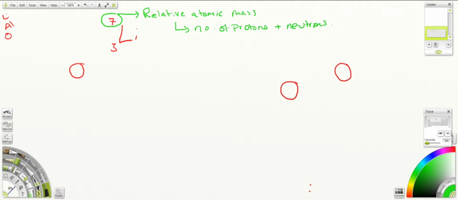Now I'm going to explain something about this bit afterwards. Okay, and this one here is called the atomic number. Okay, also known as the proton number. This is the atomic number, aka proton number, and this shows the number of protons only.